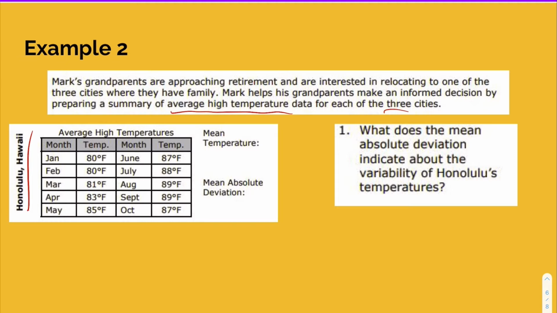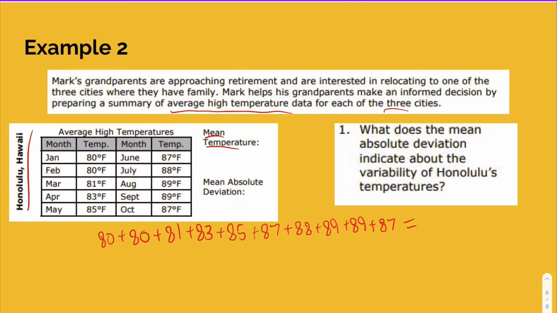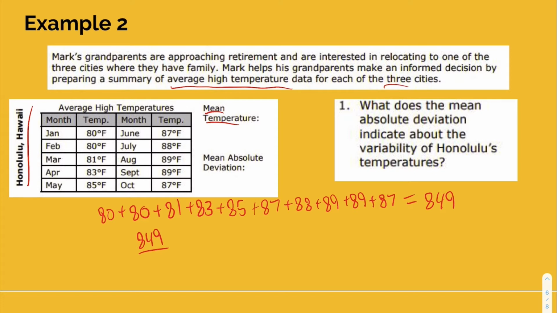Okay, the first step. The first thing we have to do is find the mean temperature. So just add up all of these temperatures that they gave you and see what the mean is. When I added all those numbers together, I got 849. Now I'm going to take that number, 849, in my calculator and divide it by how many different data points there were. There were 1, 2, 3, 4, 5, 6, 7, 8, 9, 10. If I do that division, I'm going to have 84.9 as my mean.